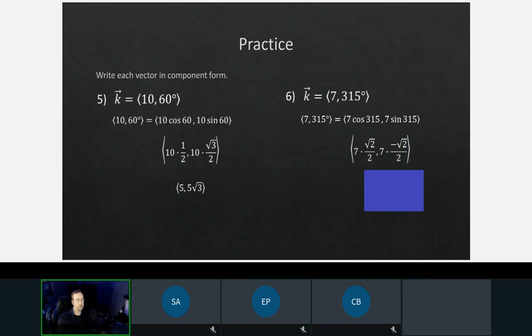So there's my work. And then, so yeah, your y value should be negative.